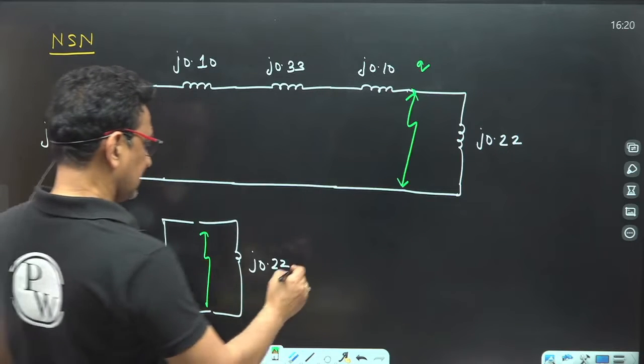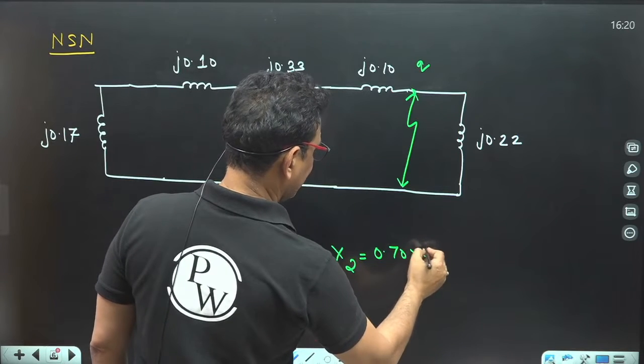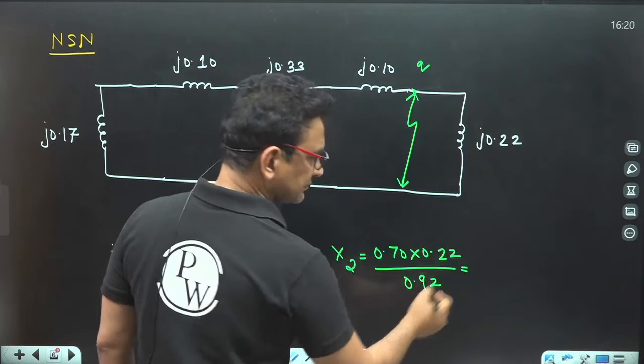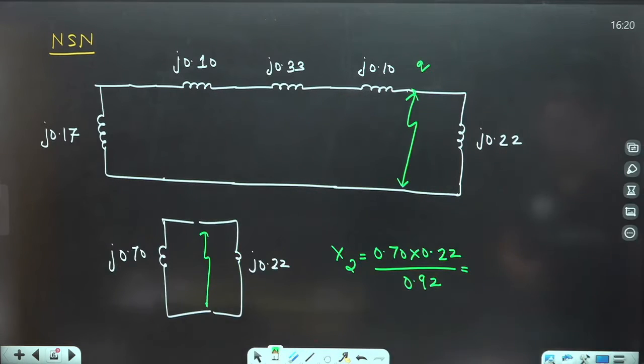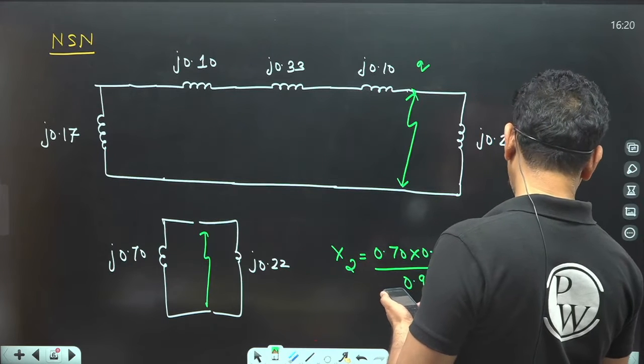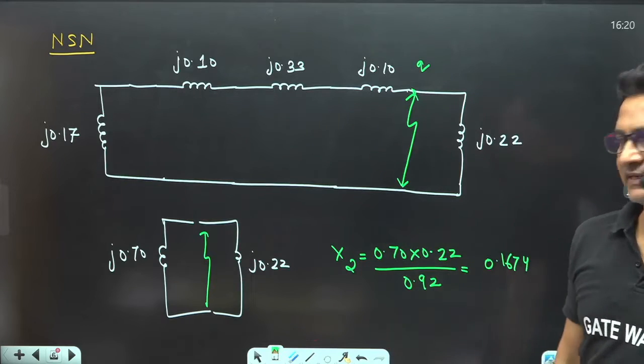So X2 is 0.70 into 0.22 over 0.92. Calculate this value. 0.70 into 0.22 divided by 0.92 gives 0.1674, which is the Thevenin equivalent negative sequence reactance.